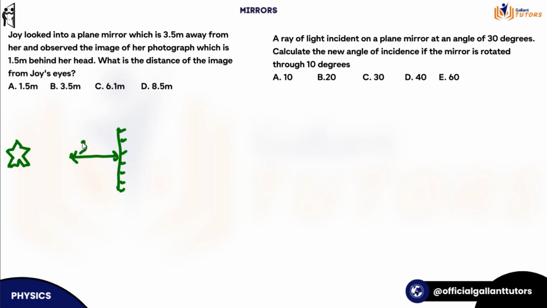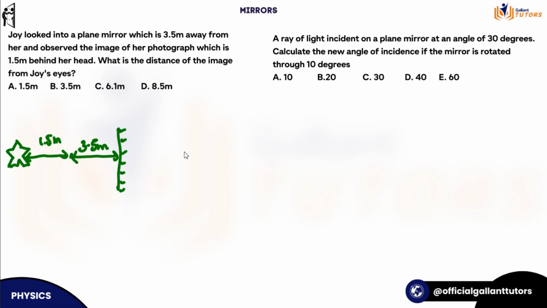So this is 3.5 meters away from her, and she observes an image which is 1.5 meters behind her head. So from her head to the object is 1.5 meters. Now, the principles of physics are always constant, always true. Exactly. Now, let's go back to what you said during plane mirror, that the image produced is the same size as the object, and also the same distance from the mirror. Exactly, it's the same distance from the mirror.